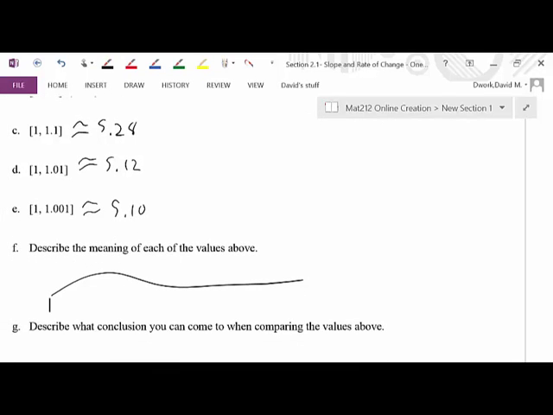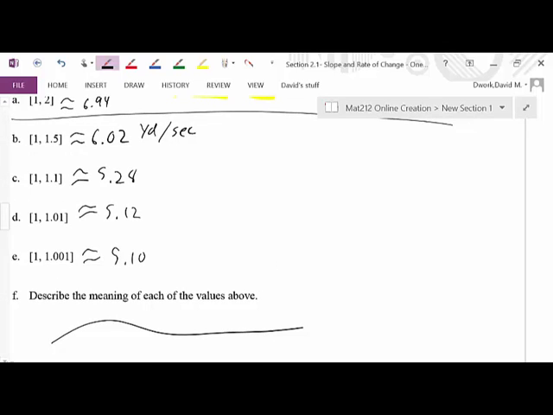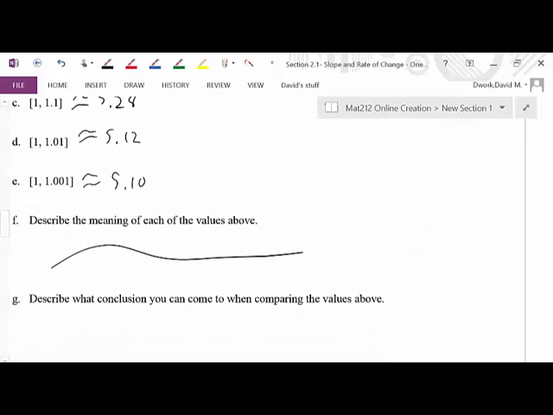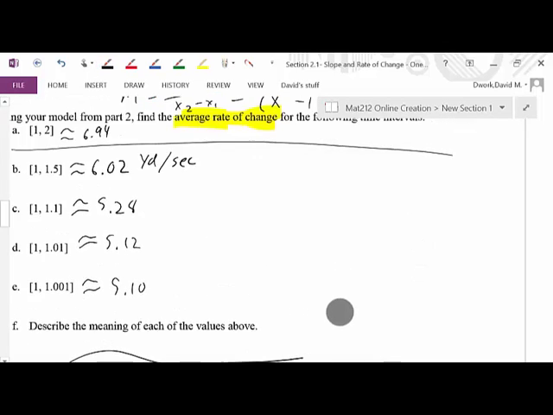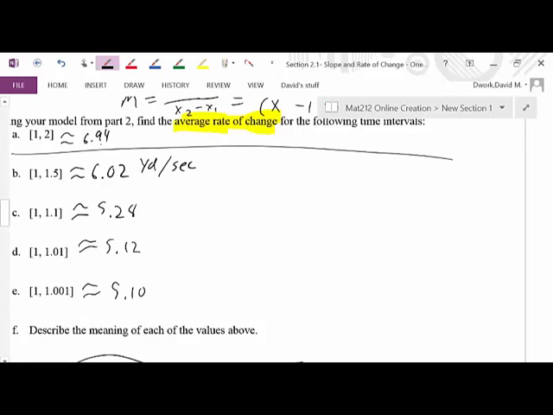Okay, so here we go. 5.1 yards per second. What can we say when we compare these values? You notice they started at about 7 yards per second, then 6 yards, then 5.28, 5.12, 5.1. Do you notice they seem to be approaching a number? We had a big jump from the first number to the second number, then a smaller jump, then a smaller jump, then a smaller jump.